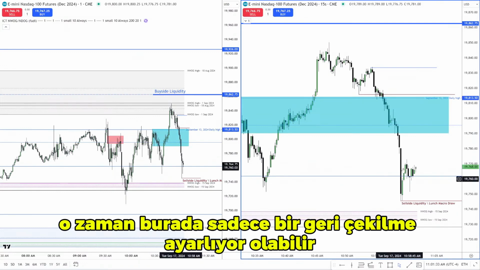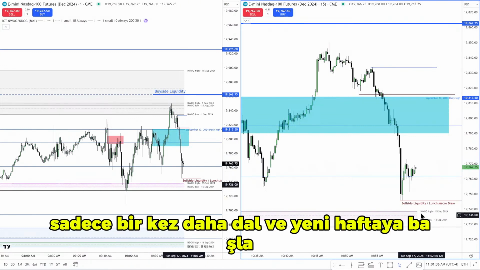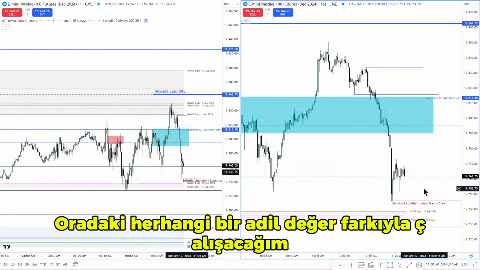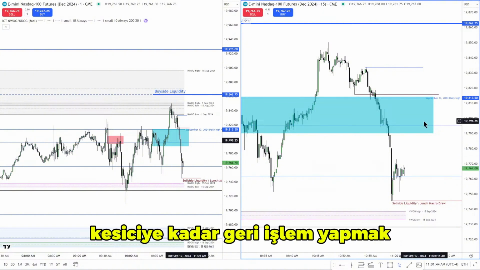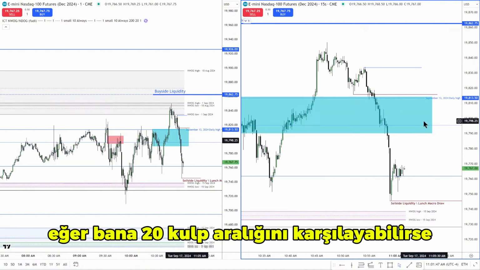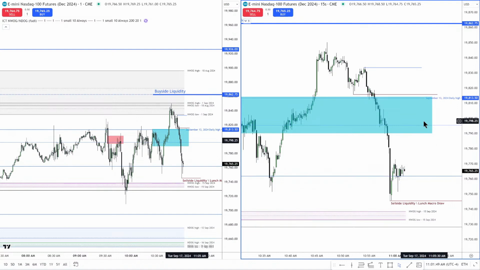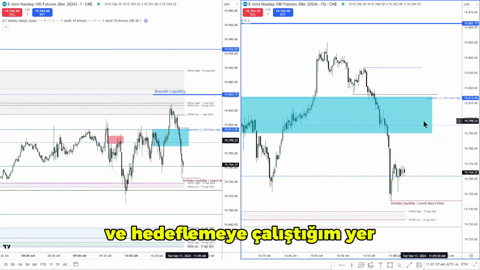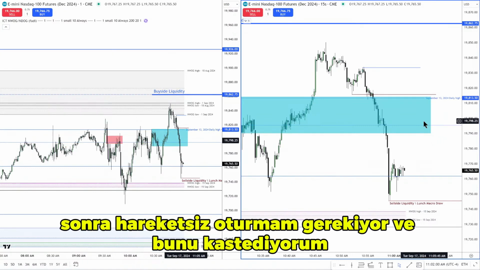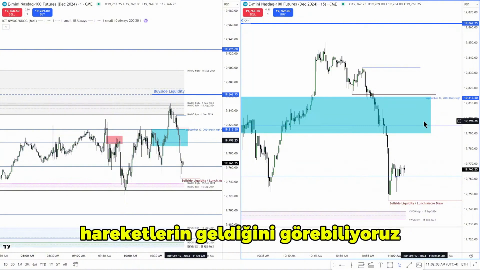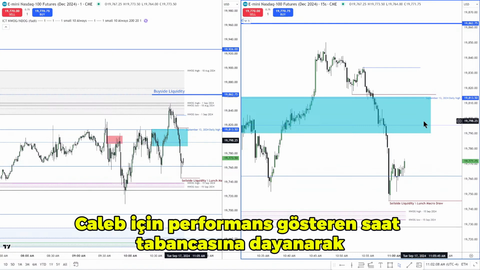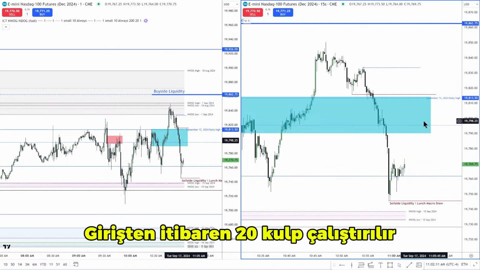Then it could be just setting up a retracement here, just dive one more time and get into new week opening gap low. Then if I can get a rally after that, I'll work with any fair value gap there to trade back up to the breaker if it can afford me 20 handles range. That's the filter. It's got to give me at least 20 handles between where I try to get in and where I'm trying to aim for. If I can't frame that, then I have to sit still. And we can see the moves coming, but it's not frameable based on the logic I'm performing for Caleb, which is 20 handles run from entry.